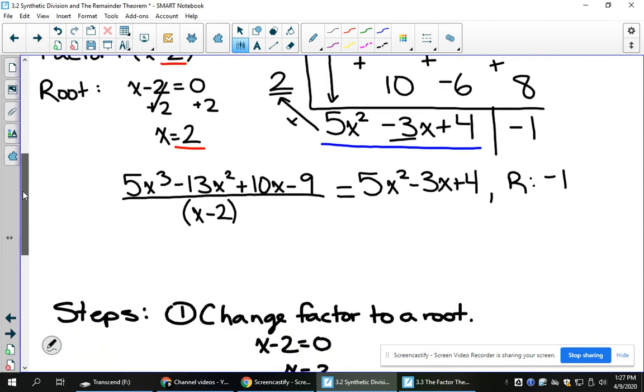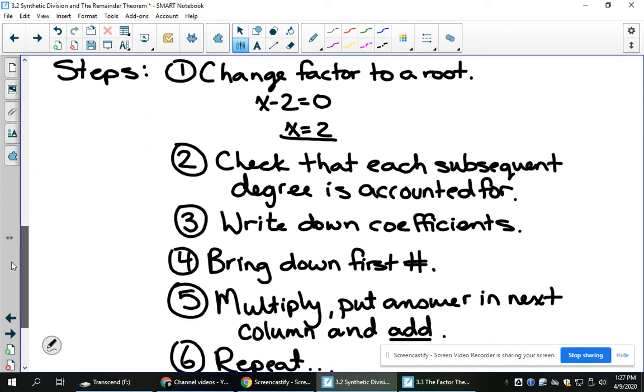So pause the video now and take a moment to write down the steps that I just walked you through, and then we'll do quite a few more examples.